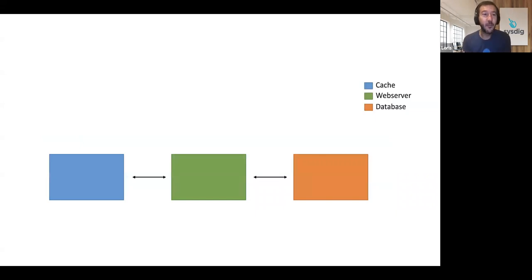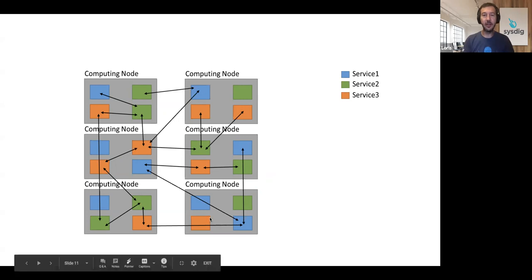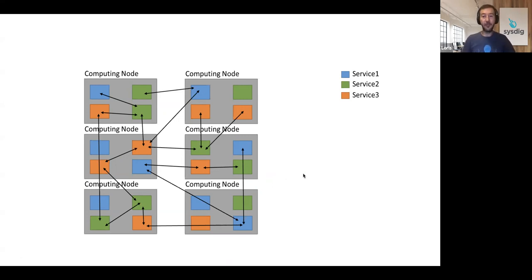Again, if we go back to the world of pets, this is my very artistic representation of the classic multi-tier application, right? You can have a cache in front of a web server that then talks to the database that stores the state. Nothing magic here. Nowadays, the same architecture looks a little bit more like what we have in this slide. Here we have multiple computing nodes. Each gray box here is a node, typically a piece of physical hardware that is running our containers, or a virtual machine or a cloud instance.